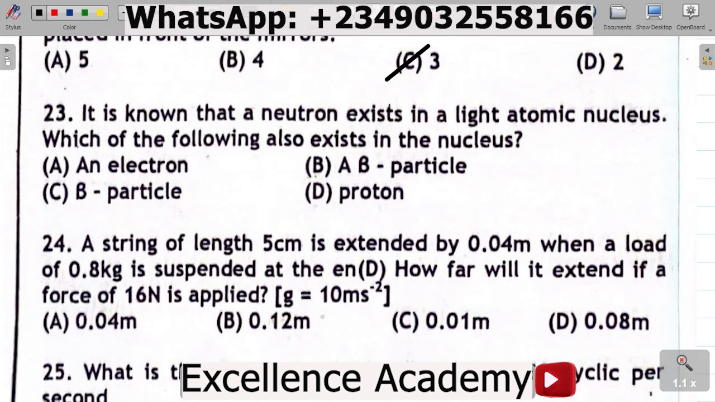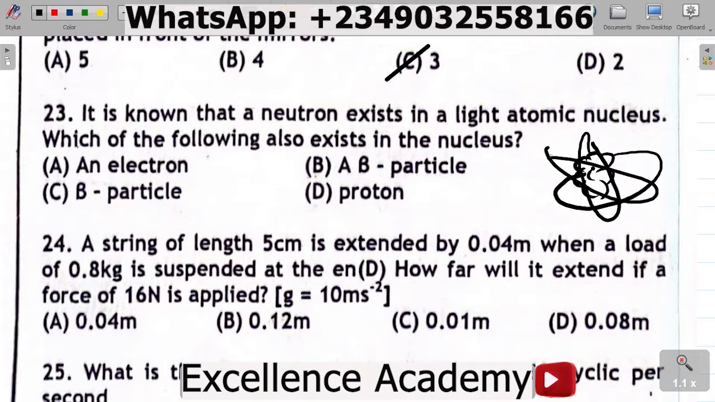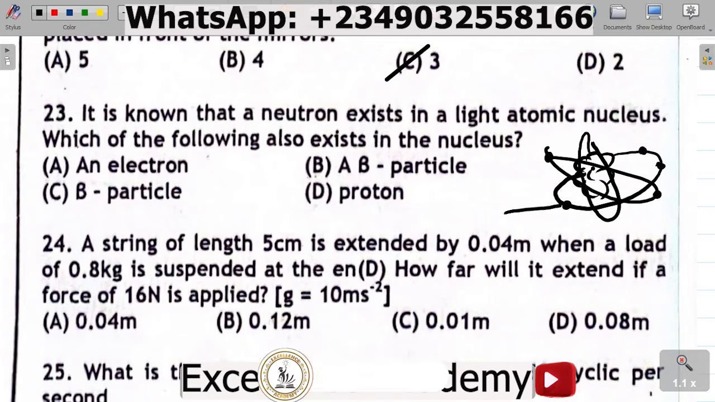We'll talk about the nucleus of an atom, right? You have this, and then you have electrons revolving around the nucleus in orbit. For an atom here, what you have here is the electron. So the electron revolves around the nucleus.